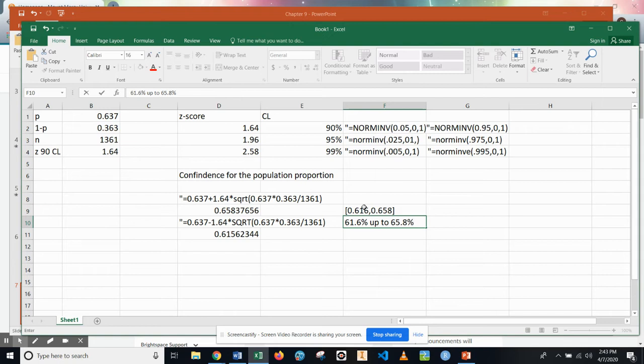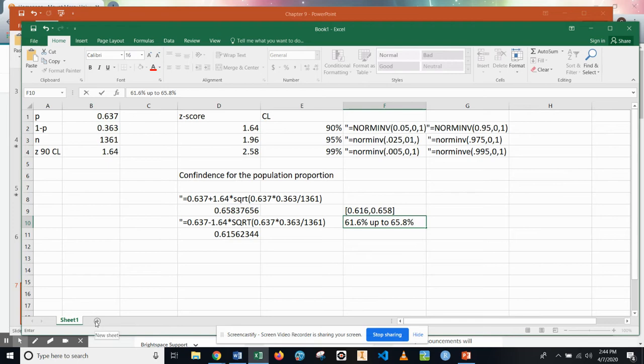For the most part, that's the way you're going to see those from me. So it's a confidence interval for the population proportion. We are 90% confident that the true population proportion of people that will drink bottled water over tap water is between 61.6 and 65.8%. So there's your first example using the confidence interval for the population proportion.